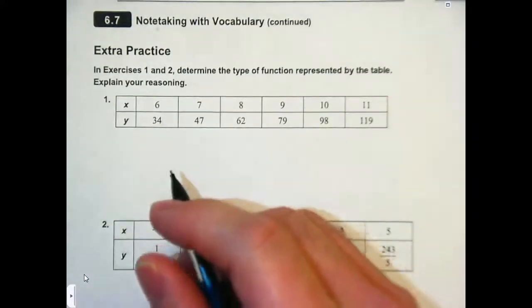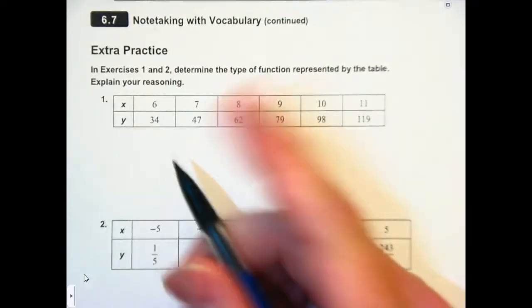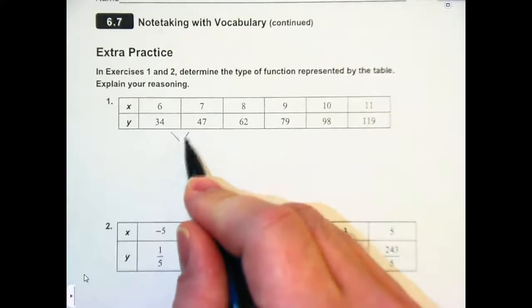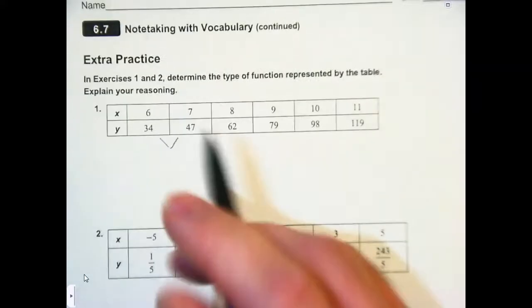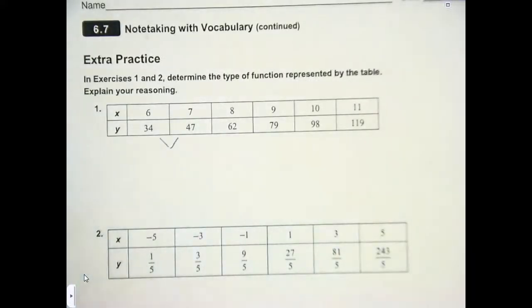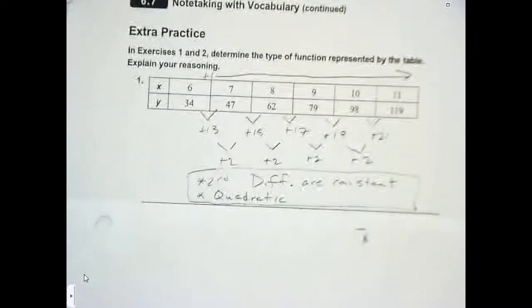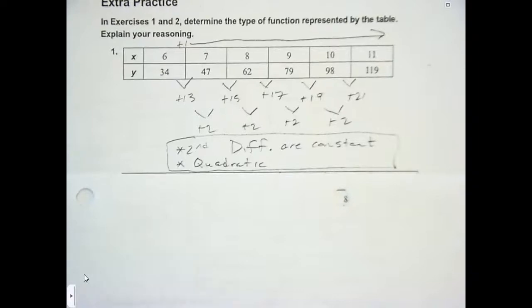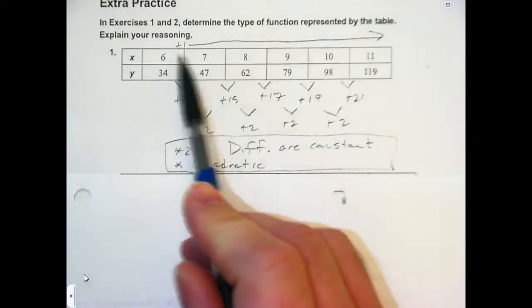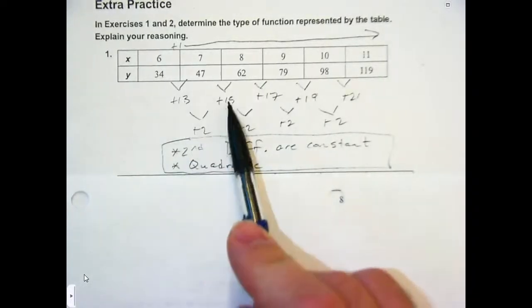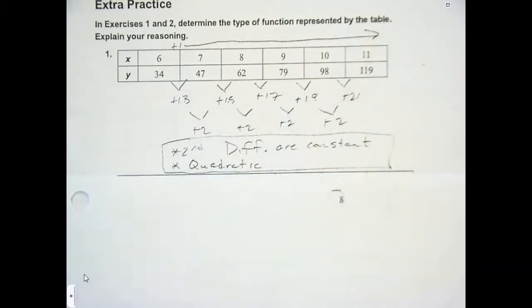How do we know it's quadratic? Good. Rachel, what was that called? Yeah, the second differences. The second differences are constant, therefore it's quadratic. Remember, that only works if your x values are constant as well. So you find the difference and then find the second difference. If it's true, it's quadratic. How about number 2?